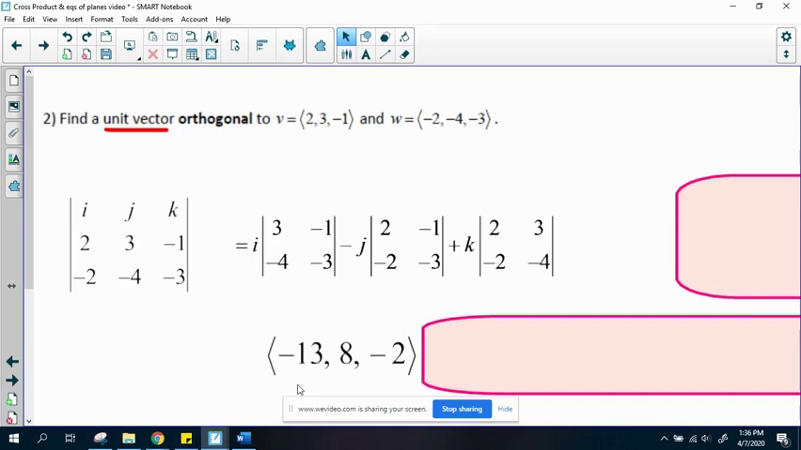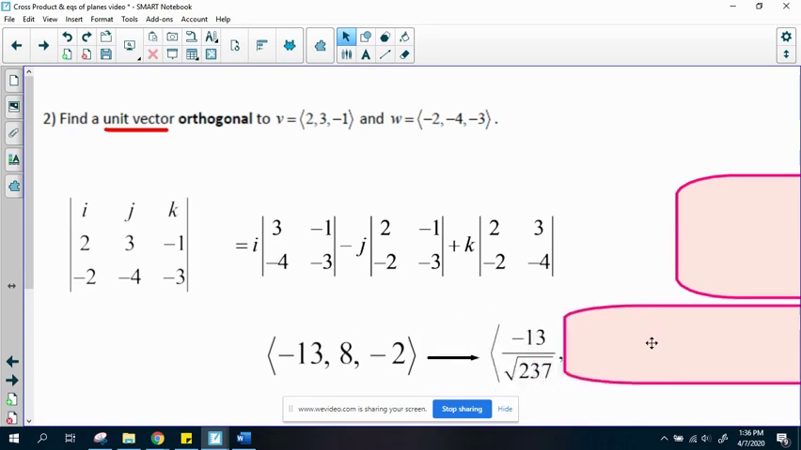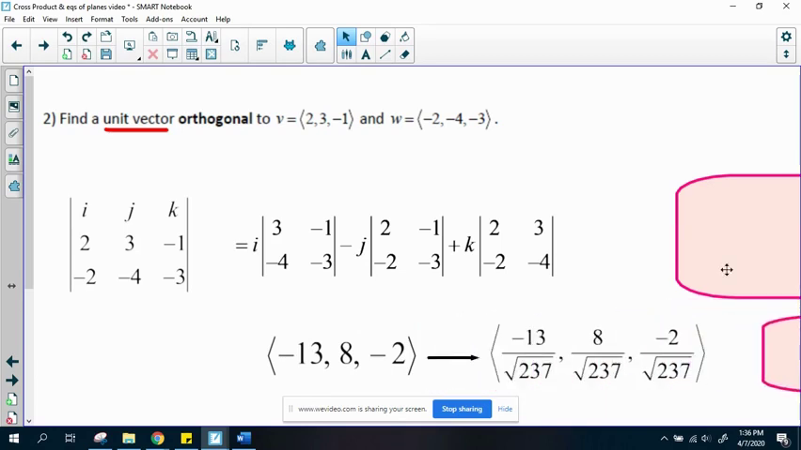It says it wants a unit vector. So if you want a unit vector, its magnitude has to be 1. So if you check the magnitude, a squared plus b squared plus c squared, it is not 1. So to make it a unit vector, I simply divide by its magnitude. So if it didn't say unit vector, I would have been done at -13, 8, and -2. But since it wants a unit vector, I have to remember to divide each of those by its magnitude.